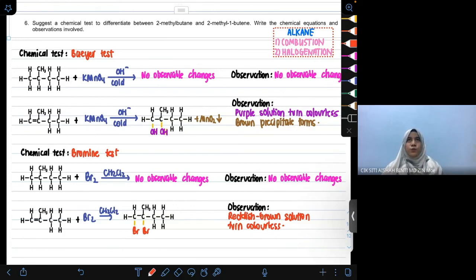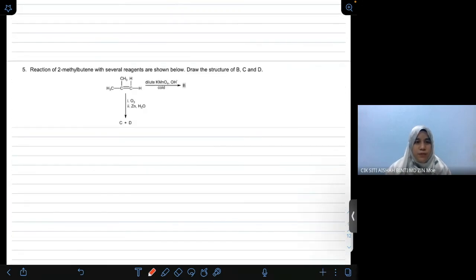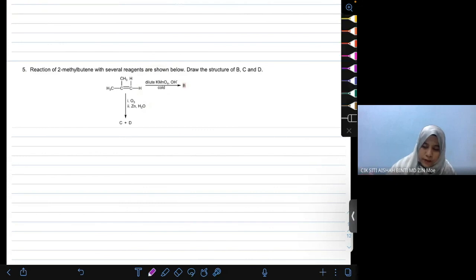Okay. So question 5, Miss did not do. So that one you can try yourself. Question number 5 is straightforward. Very straightforward. And then question 5 gives you 2-methylbutene. So this dilute KMnO4 OH minus cold is your reagent for the Bayer test. This is the reagent for ozonolysis. Okay. So that is the solution.